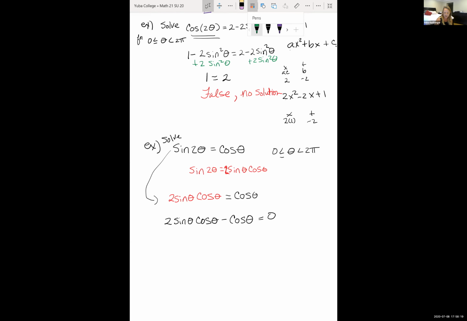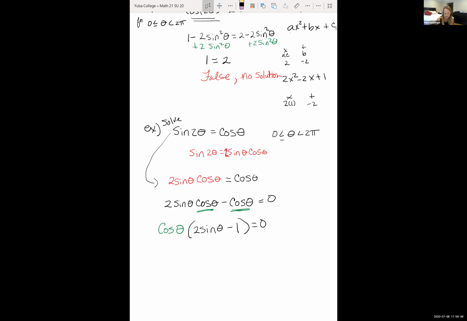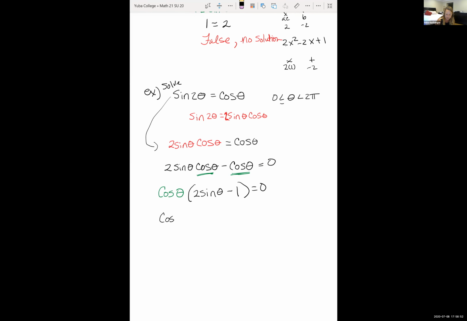Okay, so factor out what they have in common. Notice I have a cosine theta in common. We manipulated it to be that way. So pulling that out, we have cosine theta times the quantity 2 sine theta minus 1 equals 0. So now that it's in factored form, set equal to 0, we can set each factor equal to 0. And so we're looking at when is cosine theta equal to 0? And when is the factor 2 sine theta minus 1 equal to 0?